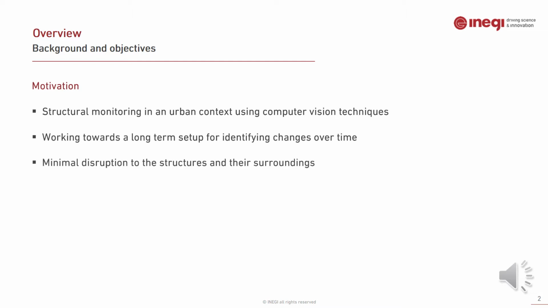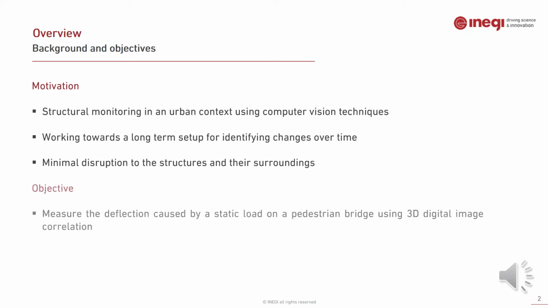And since we're in urban scenarios, we want our systems to present minimal disruption to the structure and its surroundings. We want to avoid interfering with the structure itself, and we want to avoid setting up disruptive support structures for the vision systems as well. So the test setup, which will be presented here, consisted of a vision system that measures the deflection of a pedestrian bridge using 3D digital image correlation with cameras installed on an adjacent building by windows.